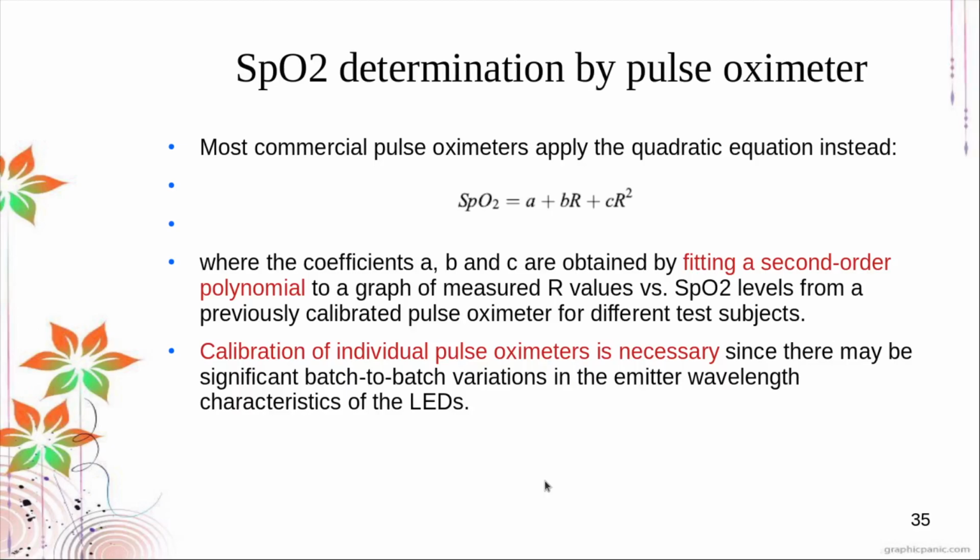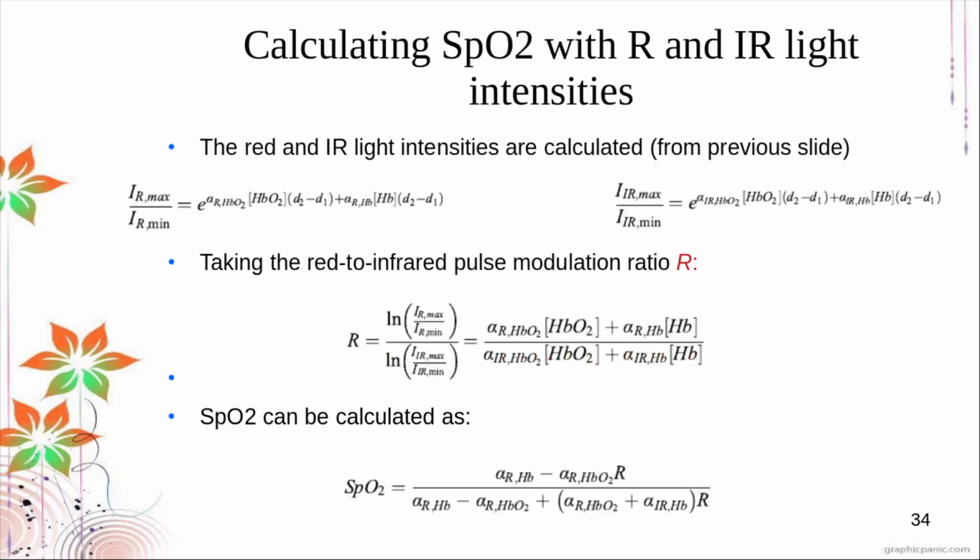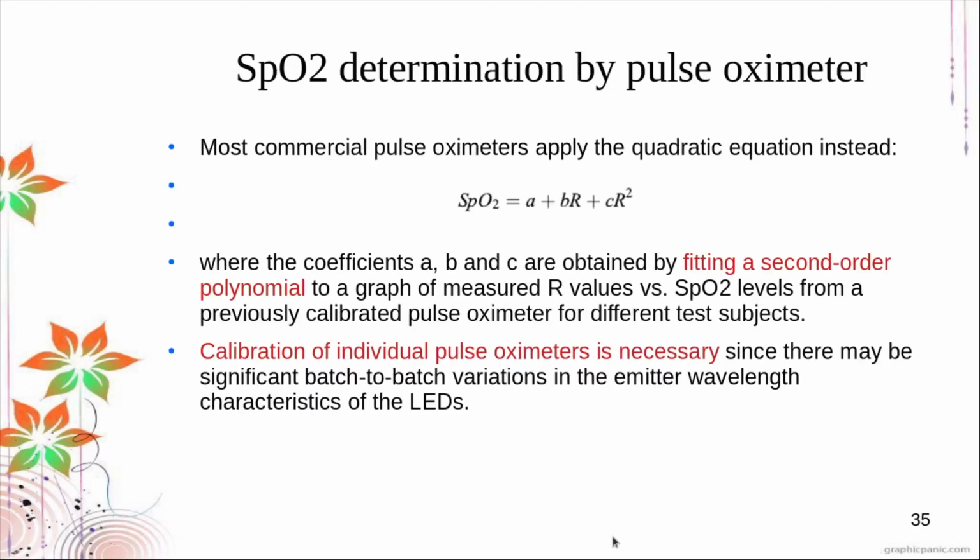This is for commercial use, which does not necessarily have to be extremely accurate, but must be good enough to have a good determination of the blood oxygen levels. Because this one is highly accurate but very complicated to use, you will have a higher computational demand here. But for normal commercial use, you simply use a quadratic relation to get your SpO2, where the coefficients A, B, and C are constants, obtained by fitting a second order polynomial to a graph of values.